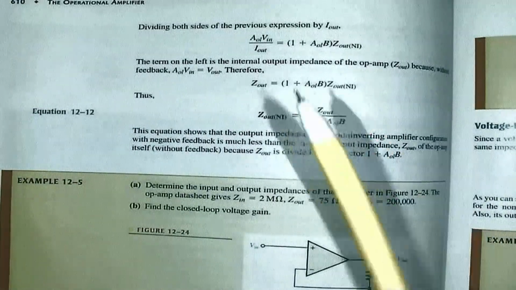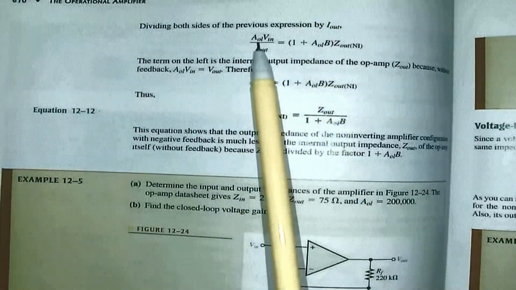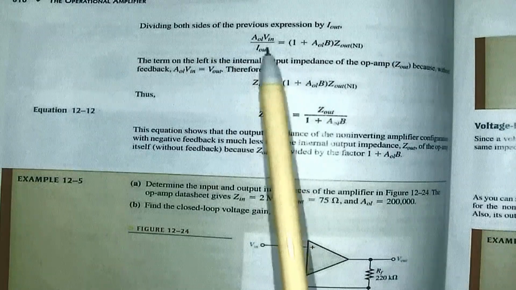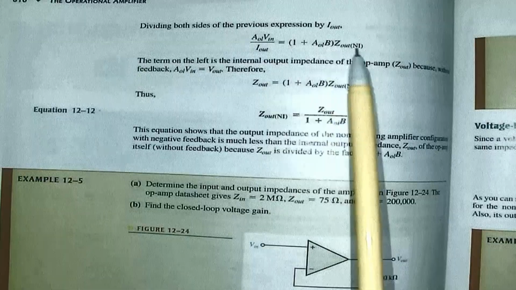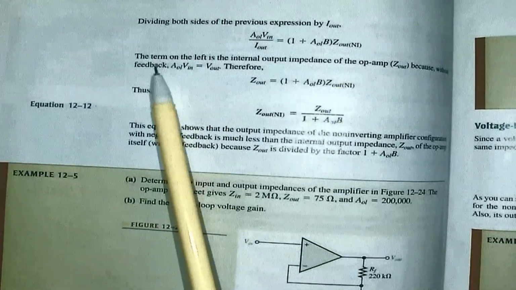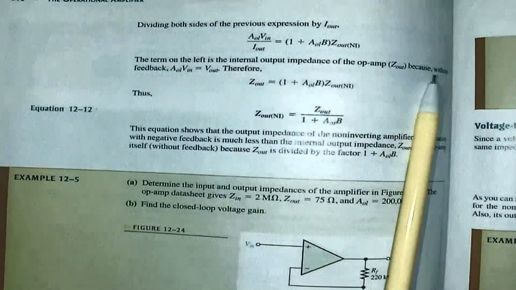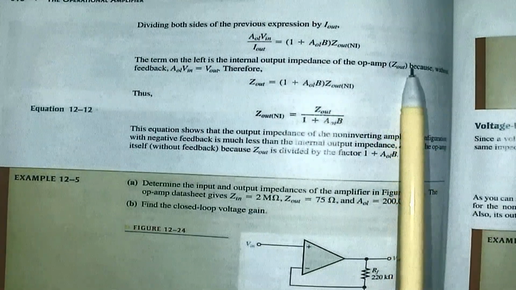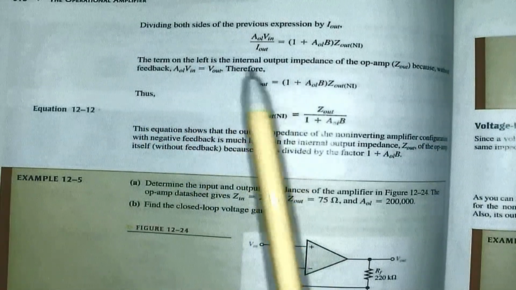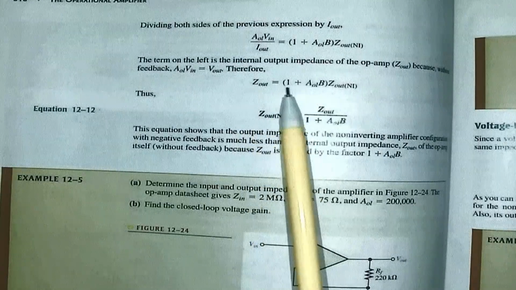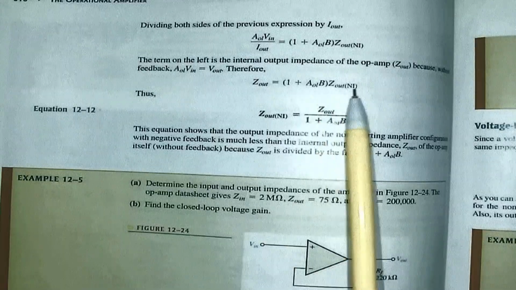All right, now we divide both sides of the previous expression by I out. Then I get the open loop gain times V in divided by I out is equal to 1 plus the open loop gain times my attenuation times Z out. The terminal left of the internal output impedance of the op-amp, Z out, becomes, because without feedback the open loop gain times V in is equal to V out, Z out is equal to 1 plus the open loop gain times my attenuation times Z out of a non-inverting amplifier.